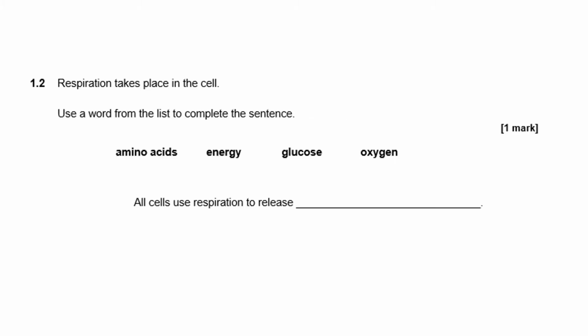Okay, question 1.2. Respiration takes place in the cell. Use a word from the list to complete the sentence. It is worth 1 mark. So you've been given 4 words, and the sentence is all cells use respiration to release, and the answer is energy.